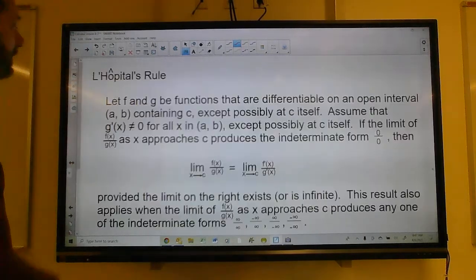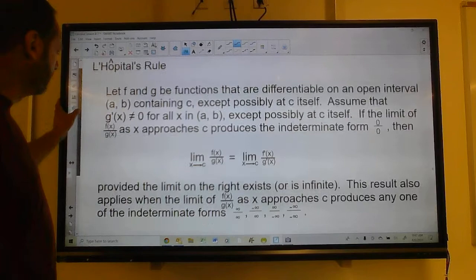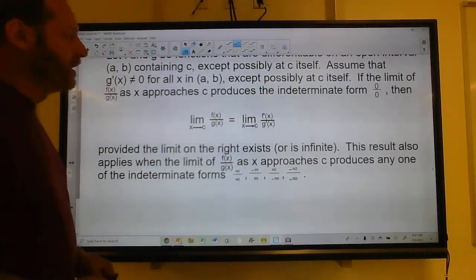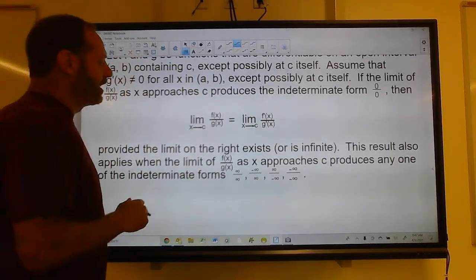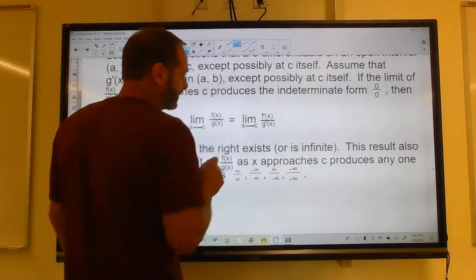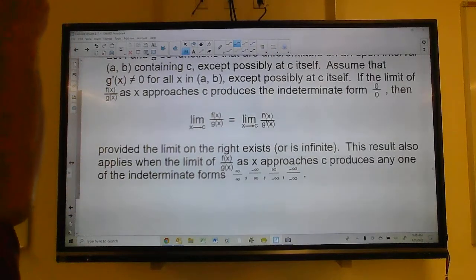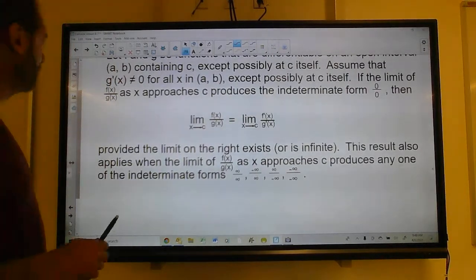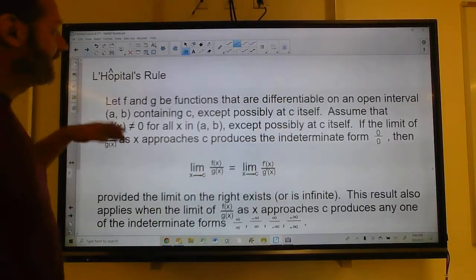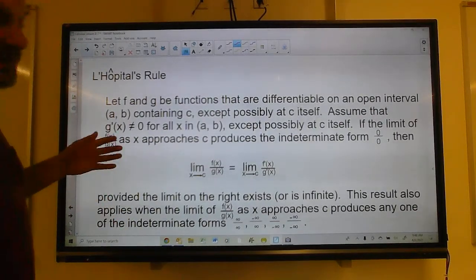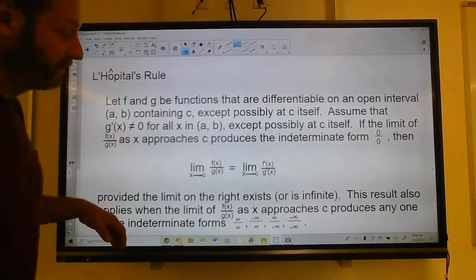Okay? Piece of cake. Now, here's what L'Hopital's rule does. You can read all this stuff, but basically this is what it says. If you get an indeterminate form when you're taking the limit as x goes to c of f of x over g of x, you can change this to the limit as x goes to c of the derivative of f over the derivative of g of x. And it's the same limit. So if you've got a situation where you can't do this and you can't do this, try taking the derivative of the top and the bottom and then finding the limit of that. And if that doesn't work, take a second derivative and see if that works.